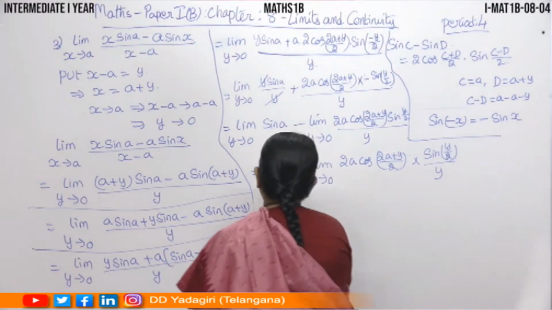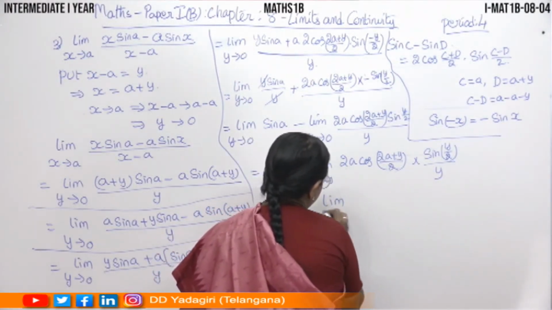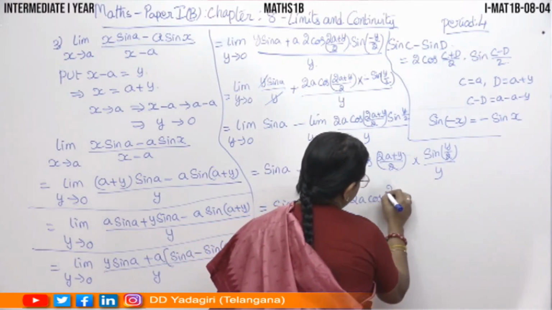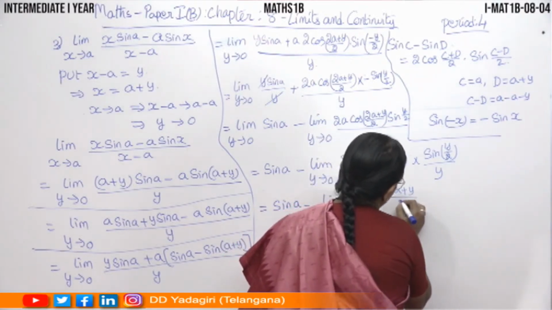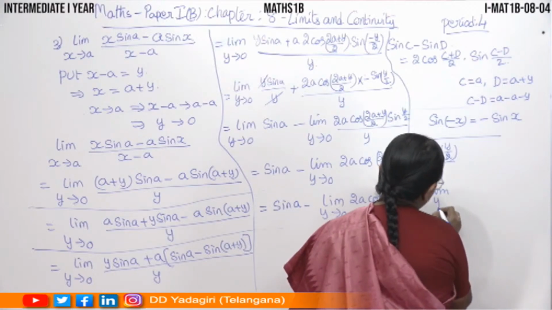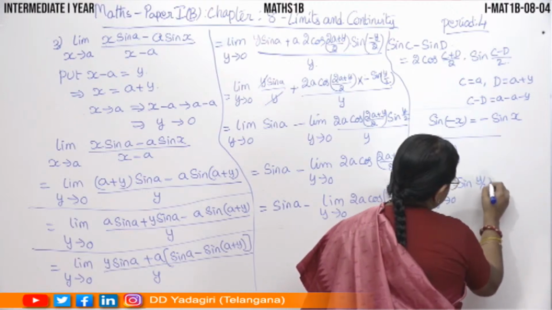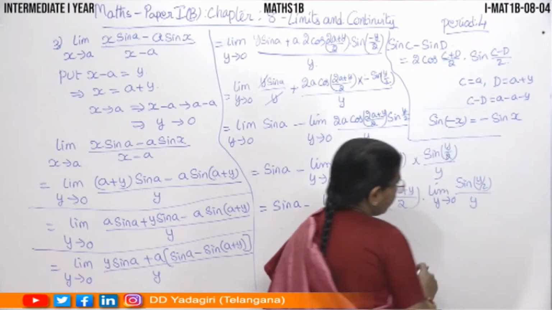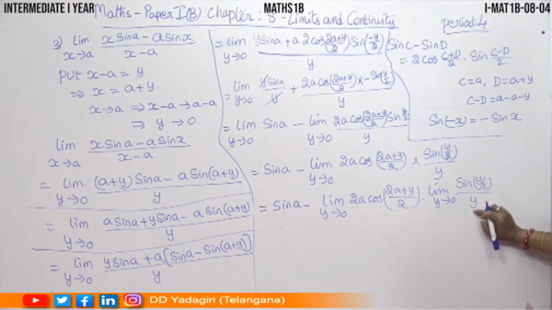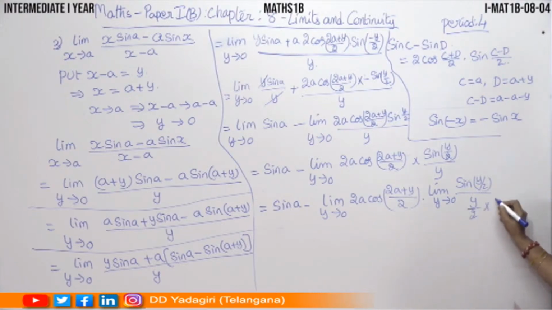So it is equal to sine a minus limit y tending to 0 of 2a cos (2a plus y) by 2, 2a plus y by 2, into limit y by 2, y tends to 0 means y by 2 also tends to 0. So we'll reduce this to the standard form. First we have y by 2 here, so here also we should have y by 2 and y by 2 here. So we'll multiply and divide by 2 here.